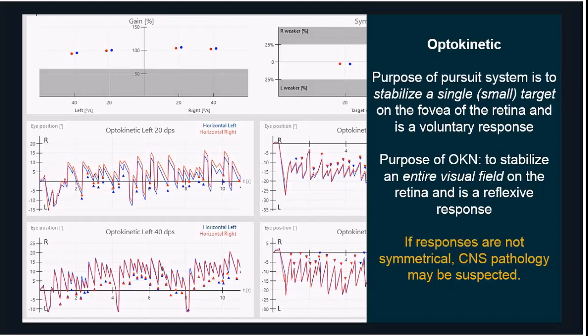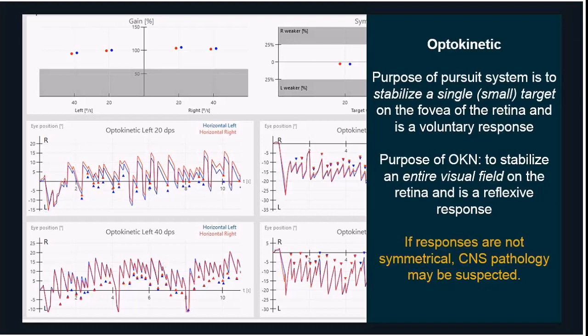to the right direction. So if we again look at the optokinetic, the pursuit mechanism, as we've said, looks at stabilizing these small targets within a visual field, whereas the optokinetic is to stabilize the entire visual field onto the retina. So whilst one is slow and voluntary, the other is a reflexive response.